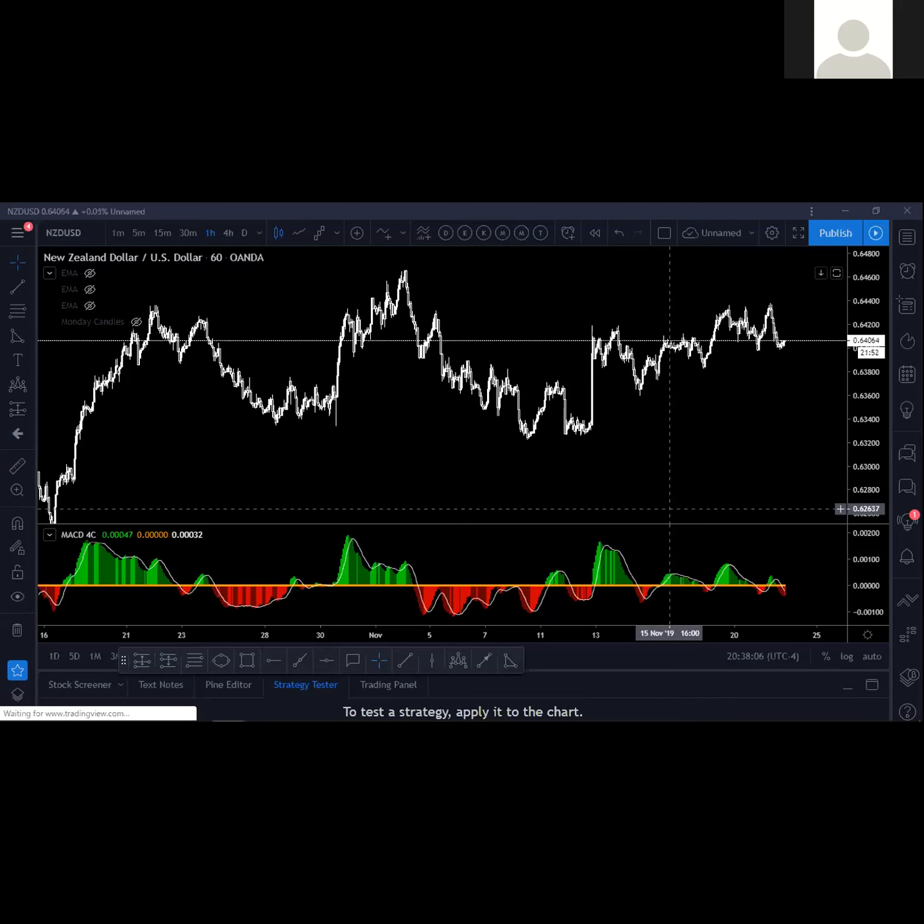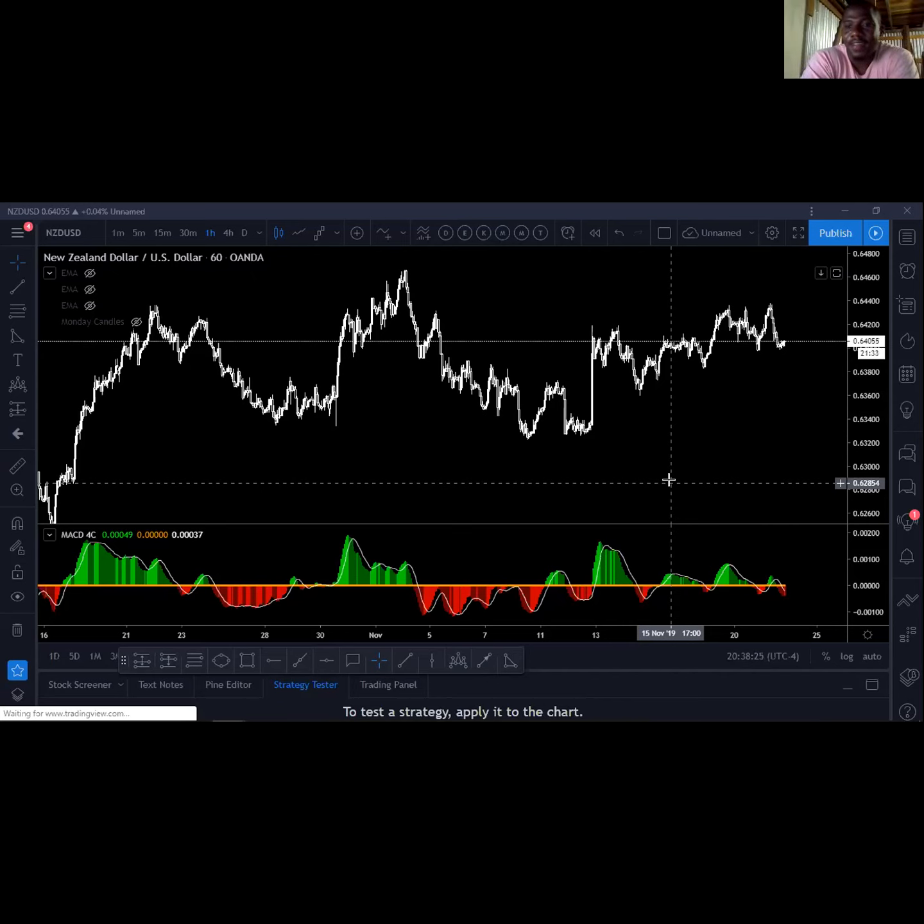Support is where the market comes down and touches and reverses at any point in time. All right, that sounds good. All right, anybody else want to give it a try?